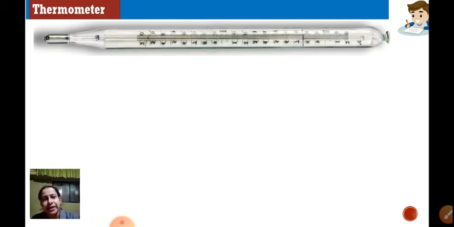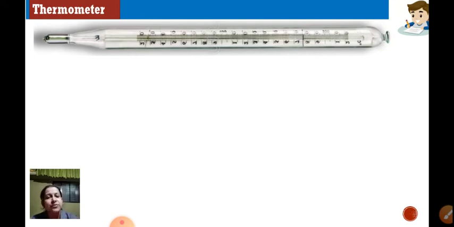0 to 110, or even below 0 degrees Celsius also, that is 10 to 20 degrees less, that is minus 10, minus 20 degrees Celsius also it can measure. Okay, and from 0 to 110 degrees Celsius, and even above that also it can measure. Fine. So this is a laboratory thermometer, which mostly uses the unit called degree Celsius, not Fahrenheit.